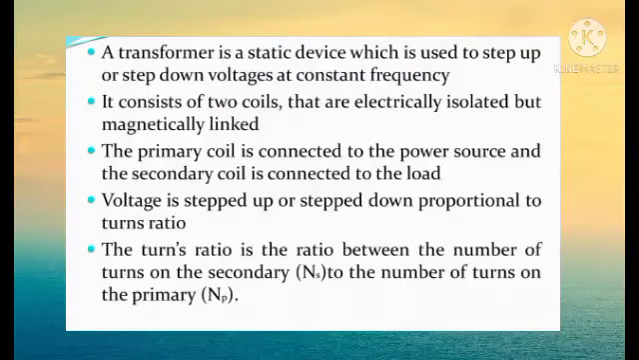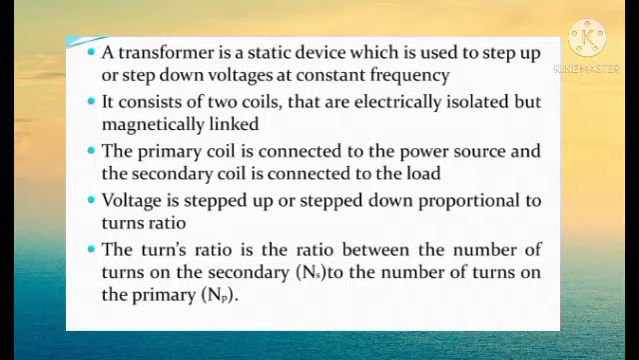Let's discuss the transformer. A transformer is a static device which is used to step up or step down voltages at a constant frequency. It consists of two coils that are electrically isolated but magnetically linked. The primary coil is connected to the power source and the secondary coil is connected to the load. The voltages are stepped up or stepped down by using the transformer. Voltage is stepped up or down proportional to the turns ratio.